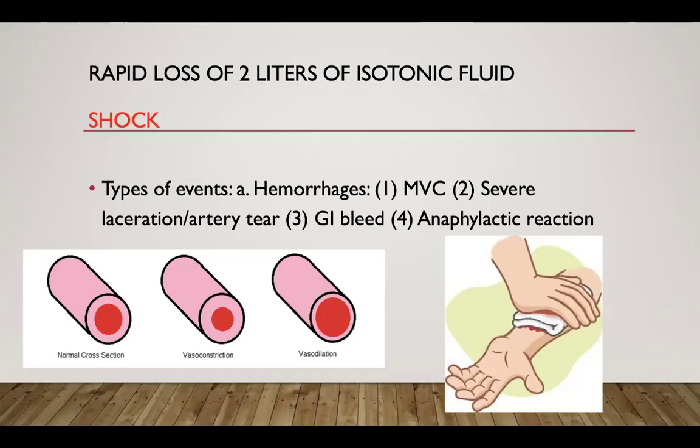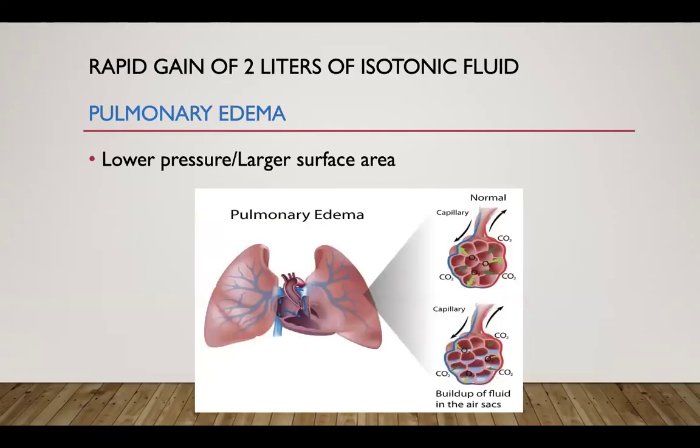So types of events: hemorrhages, motor vehicle crash, severe laceration, GI bleed, all of these things, you're losing blood. And then anaphylactic reaction, you're going to have systemic vasodilation. So it's as if you're losing fluid because the fluid is not maintaining a pressure inside your vessels to be able to have sufficient perfusion. So that will be shock.